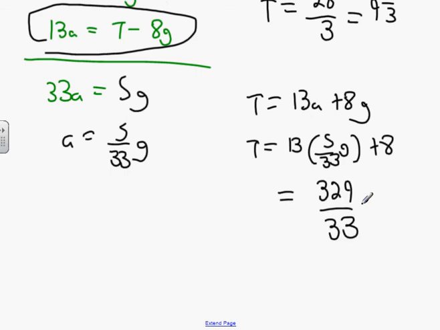So in this particular question, the result of having friction on your slopes has resulted in a slightly greater tension than before. The old tension was 9 1/3. The new tension is 9.96G. So there's a small increase in your tension.